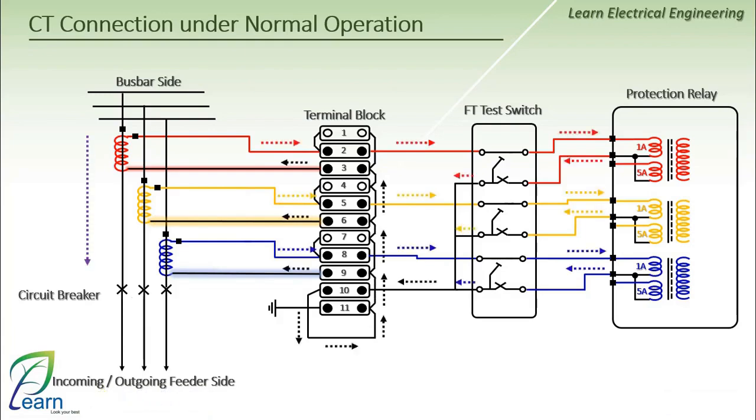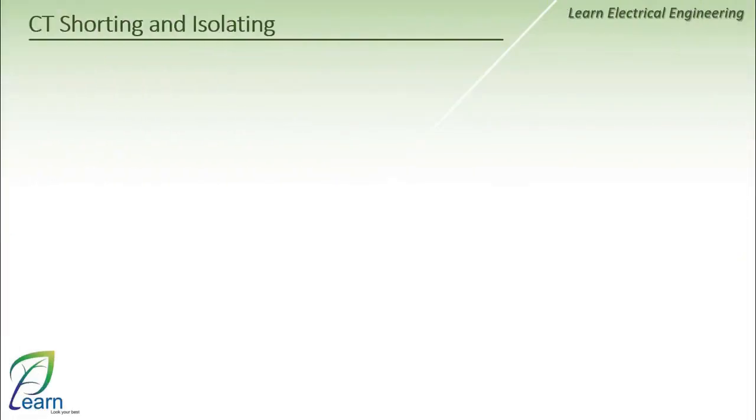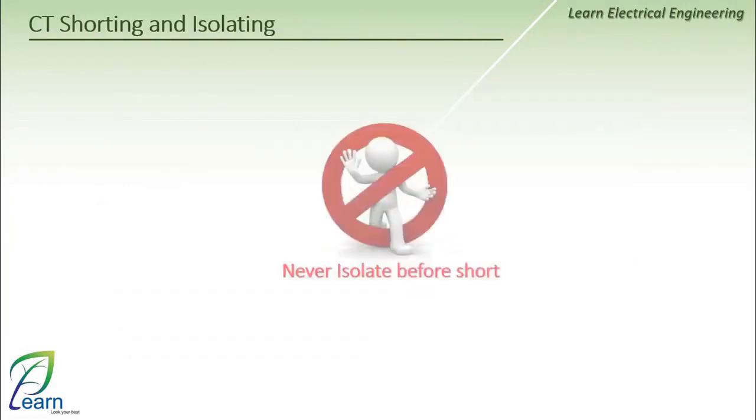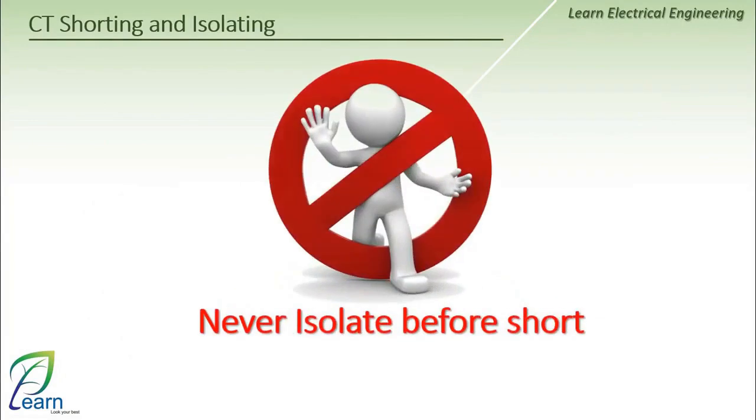Very good. Now let's see together the process of shorting and isolating. A very important rule with no exceptions. The rule says shorting before isolating, meaning never isolate before shorting. This is of course because the CT secondary circuit should not be opened, as long as the feeder is energized or exposed to current flow in the CT primary circuit.